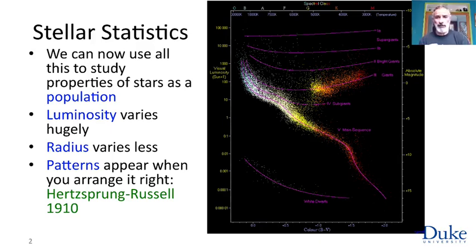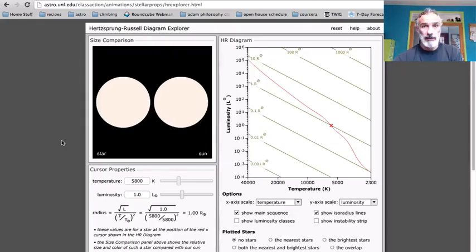We've talked about the way that radius plays into this. We can compute radius, of course, given temperature and luminosity. Let's see how the radii of stars end up plotting on this diagram. This animation is designed to allow you to explore the HR diagram. Again, we have luminosity logarithmically on the left. We have temperature increasing from left to right.